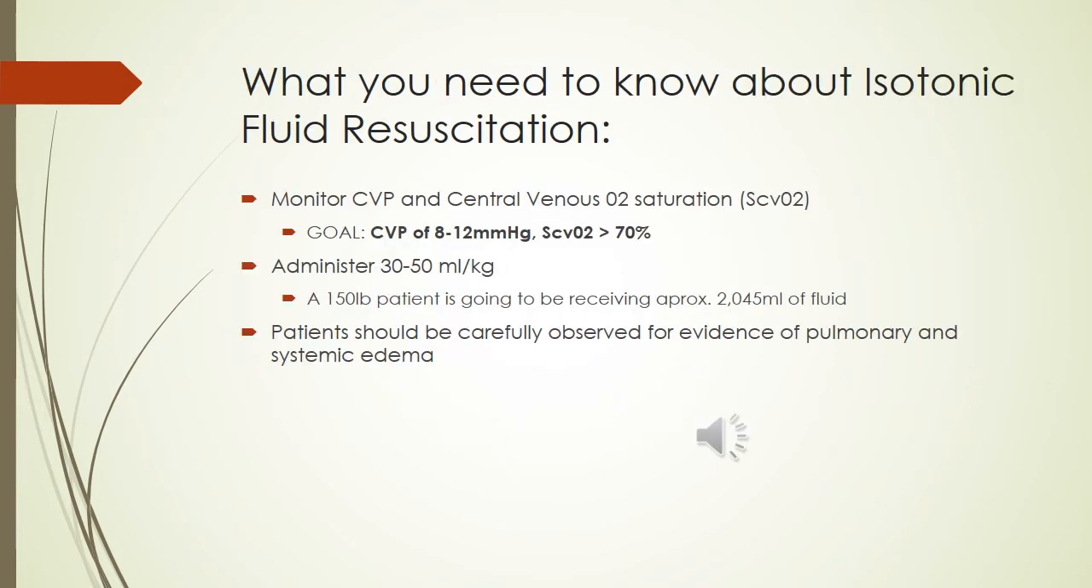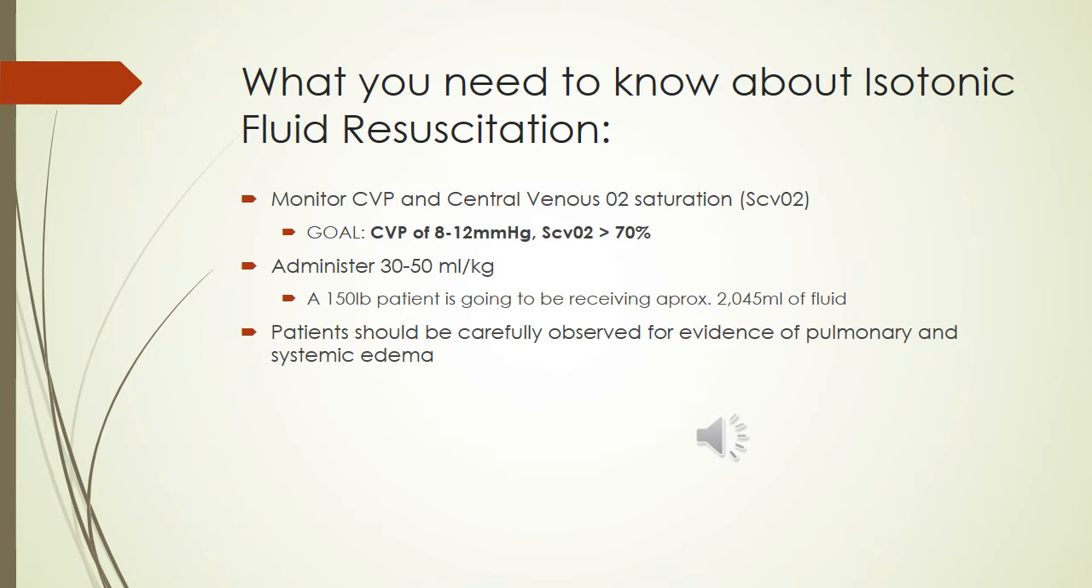Alright, here's what you need to know about isotonic fluid resuscitation. You want to be monitoring their central venous pressure and their central venous O2 saturation. Like I said before, the goal is a CVP of 8 to 12, and your goal for central venous oxygen saturation is greater than 70%. You're going to be administering these fluids at 30 to 50 milliliters per kilogram. This means that a 150-pound patient is going to be receiving approximately 2,045 milliliters of fluid.